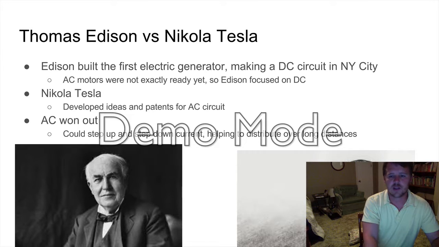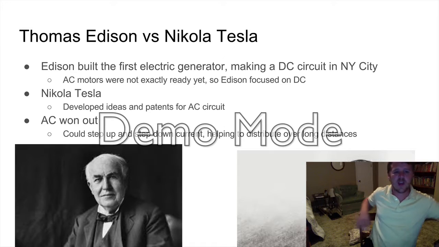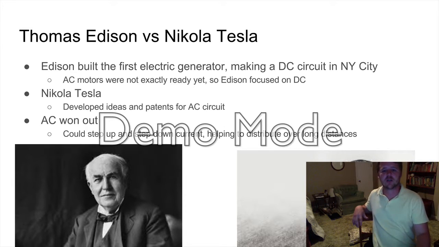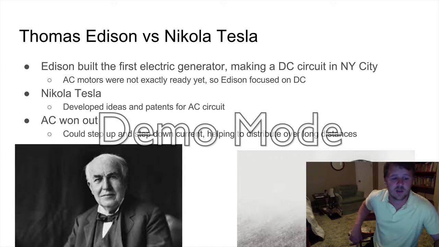So, to talk about the history real quick of AC versus DC, Edison built the first electric generator, making a DC circuit in New York City. AC motors were not exactly ready yet, so Edison focused on DC. And Nikola Tesla developed a lot of ideas and patents for AC circuits. AC won out in the end. So Tesla and his new company beat out Thomas Edison.